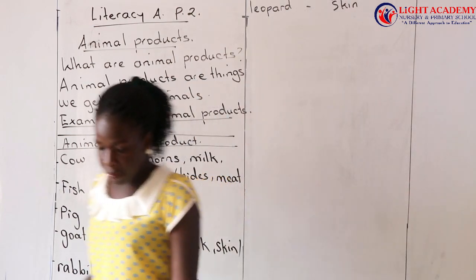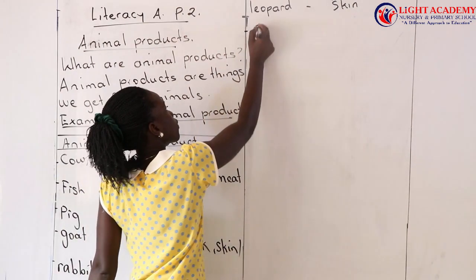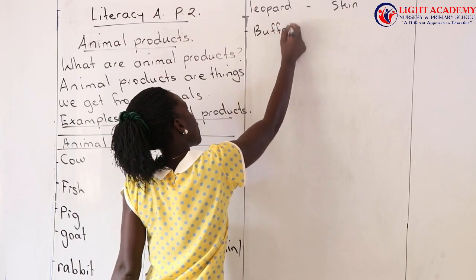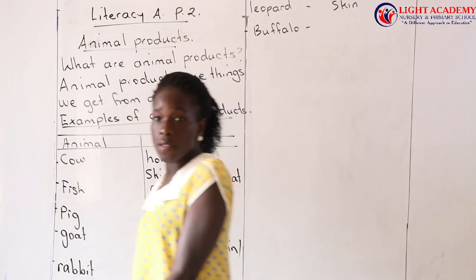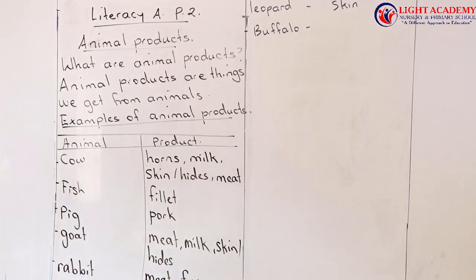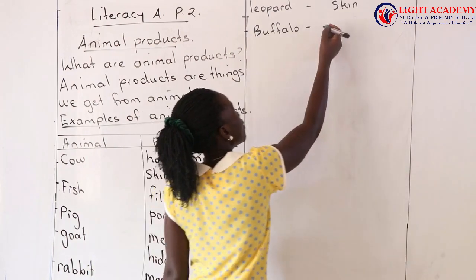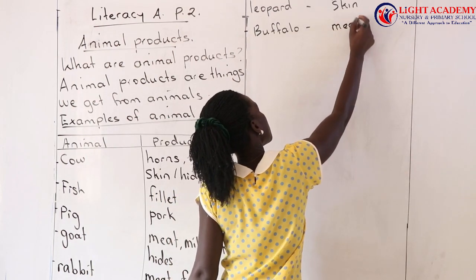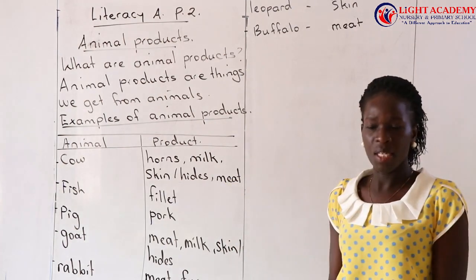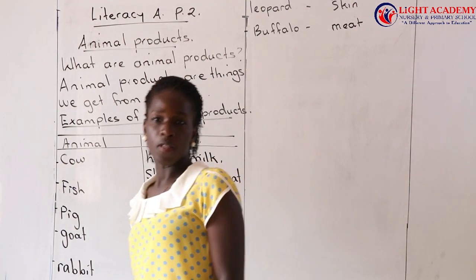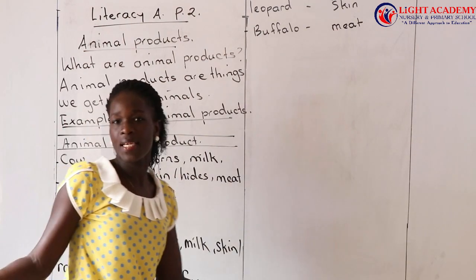And then also we have another animal called the buffalo. It is also a wild animal, but people also get something from it. And what do we get from a buffalo? People get meat from a buffalo. Now someone might ask, hey, do we eat a buffalo? Yes, of course, we eat a buffalo. We get meat from it. We cook it just like any other meat.